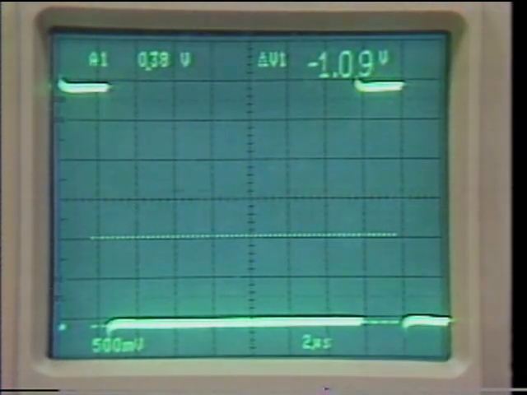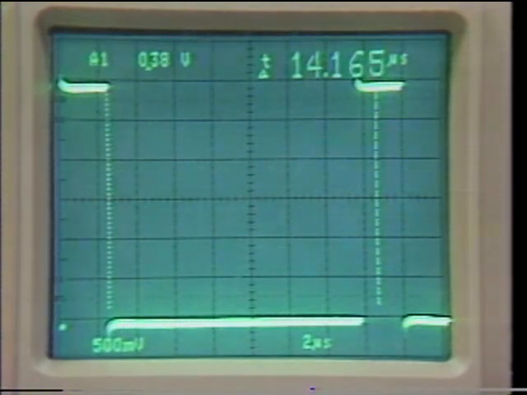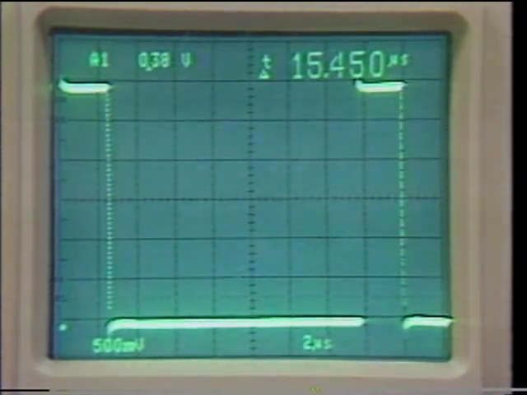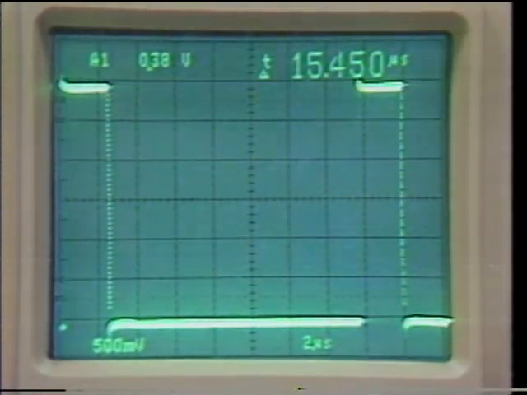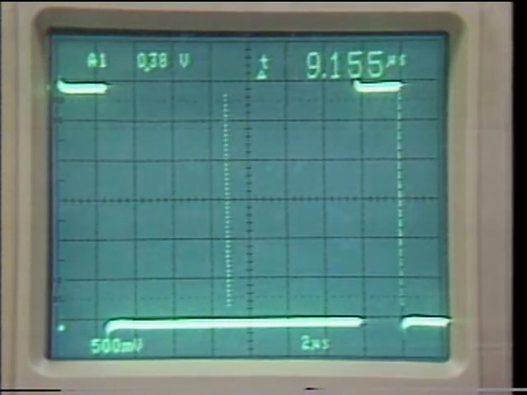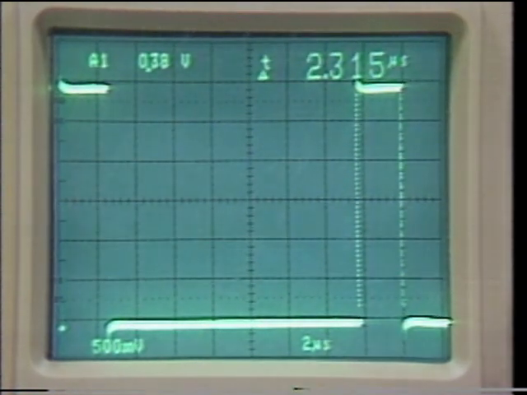Other measurements are equally easy to make. To measure the period of the signal, we simply align each of the cursors with an identical feature of the signal, and we can read it as delta time. The period is 15.4 microseconds. Another measurement is width. Simply moving the cursors to each side of the pulse gives us the pulse width of 2.3 microseconds.